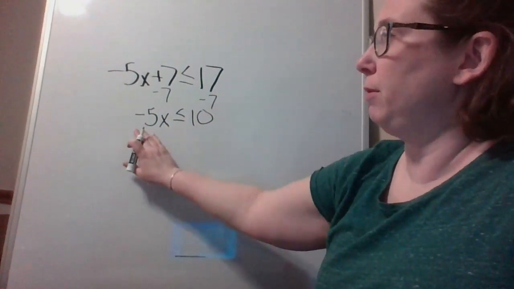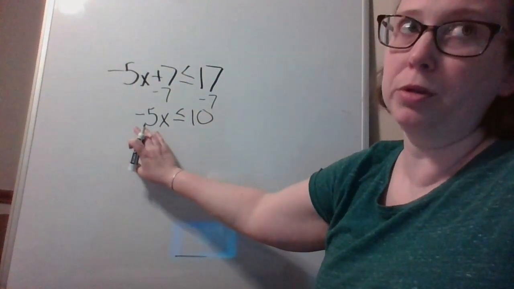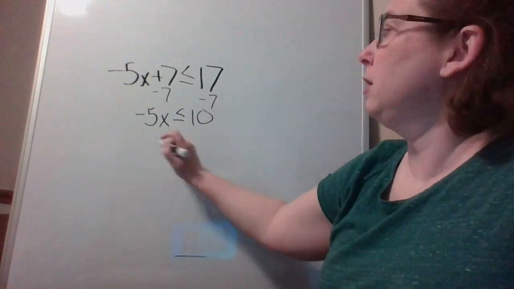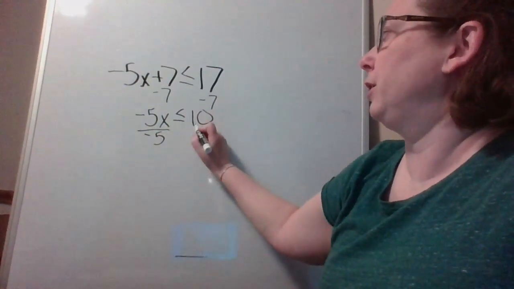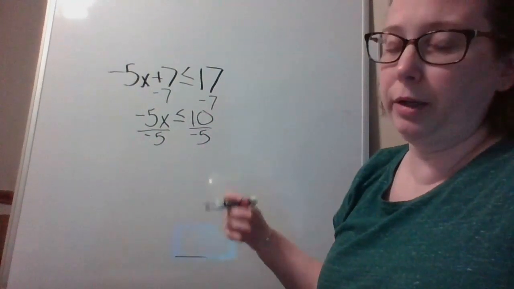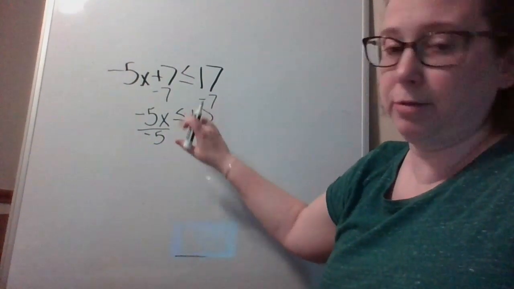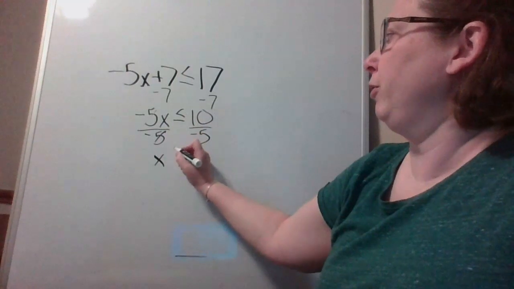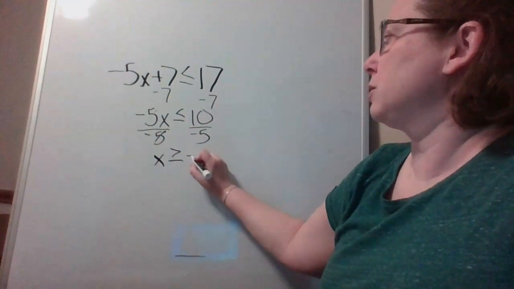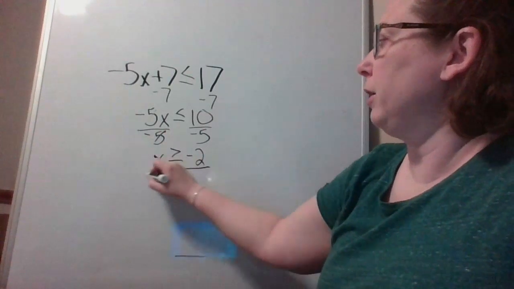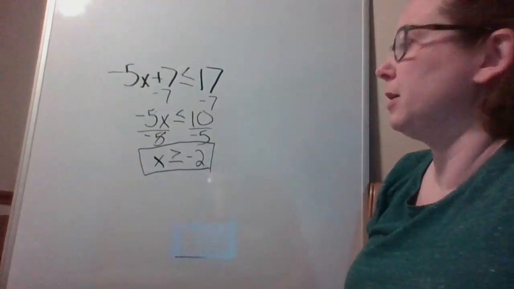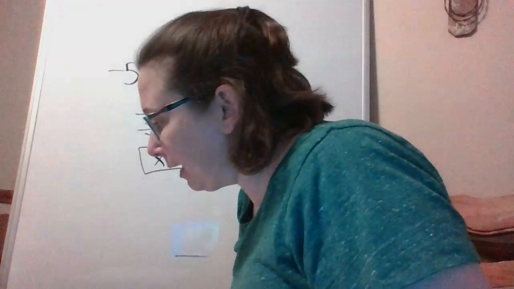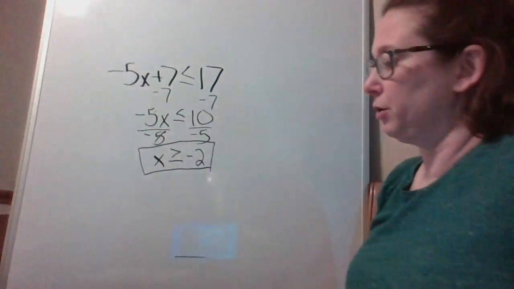The difference is you need to remember that if you are multiplying or dividing both sides of your inequality by a negative number, you have to flip that inequality. When we realize our coefficient here is -5, we need to remember that we have to flip that inequality. So when we divide over here, these cancel out, I flip my inequality, and this would be -2. So our solution here is x is greater than or equal to -2. Your job now is to write that in set builder notation.